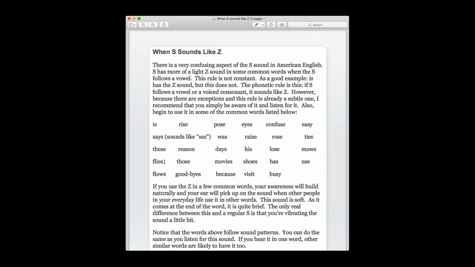Flies. Okay, a little bit more. Flies. There you go. You stopped and corrected yourself. Those. Movies. Shoes. Has. Use. Flows. Goodbyes. Because. Visit. And busy. Do that again. Busy.